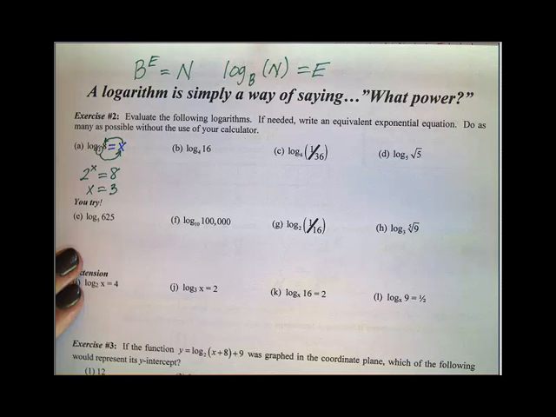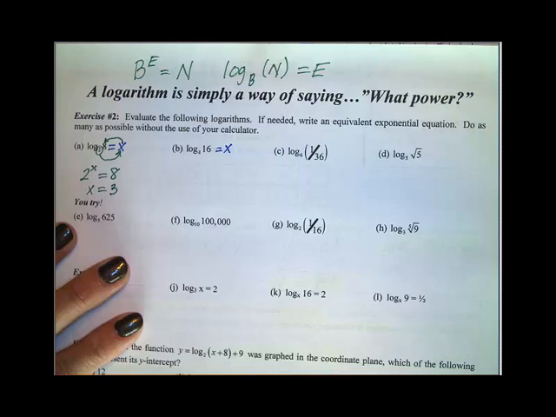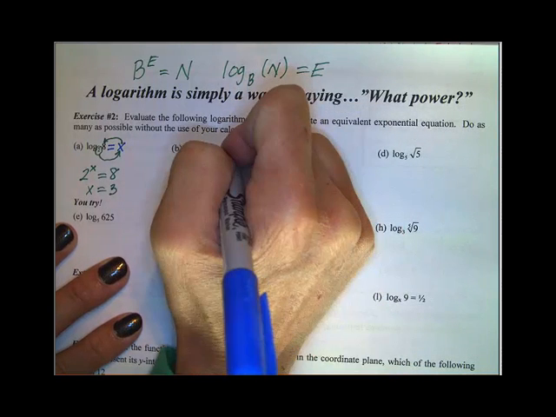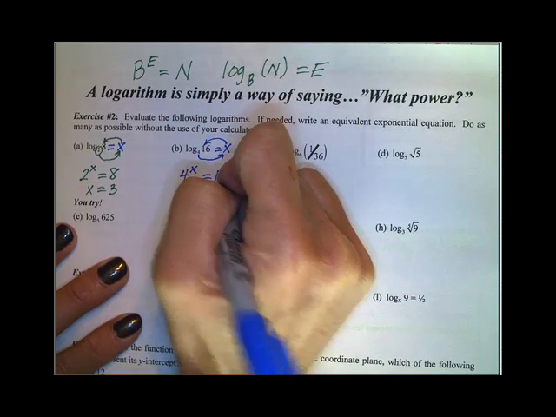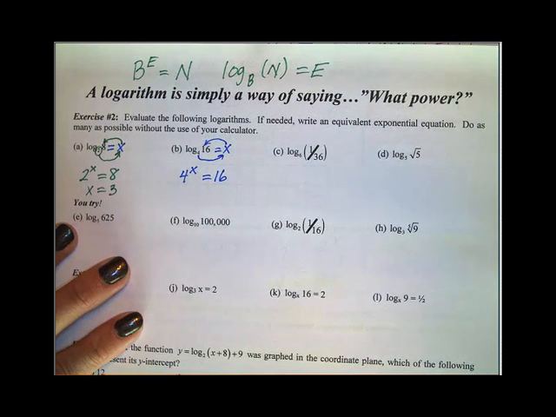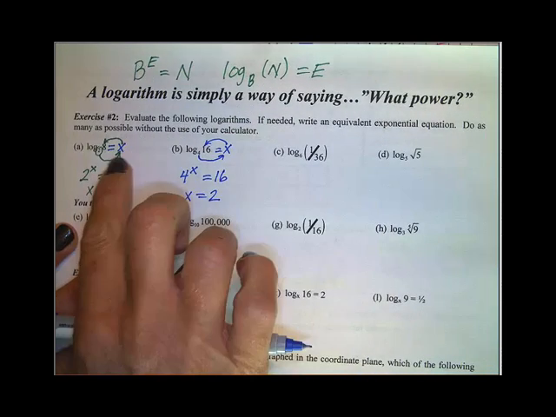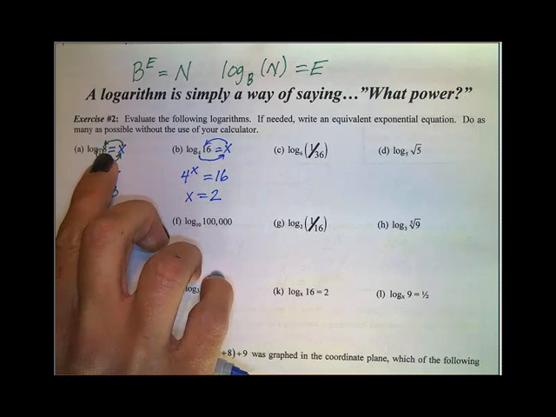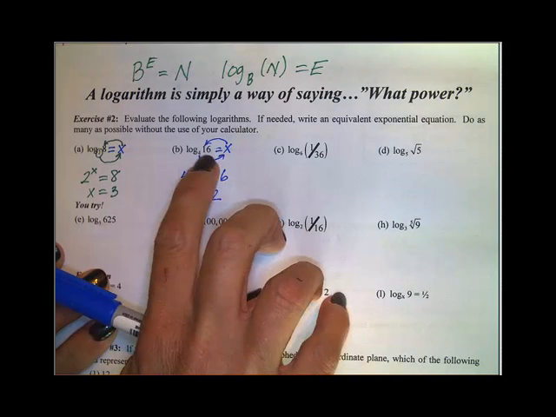The next one, log base 4 of 16. We don't know what it equals. So we know the base is 4, the exponent is x, and it equals 16. So 4 to the x equals 16. What's 4 times 4? 16. So what does x have to equal? What is the exponent? 2. Notice all of these: the base is 2, it has to equal 8. Well, 2 to the third equals 8. 4 to the second equals 16.